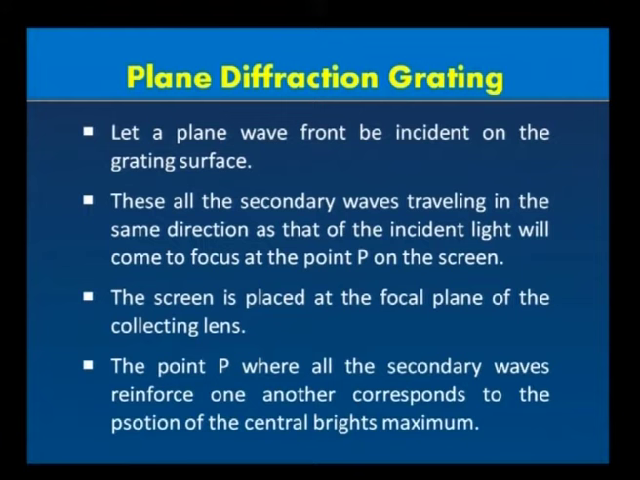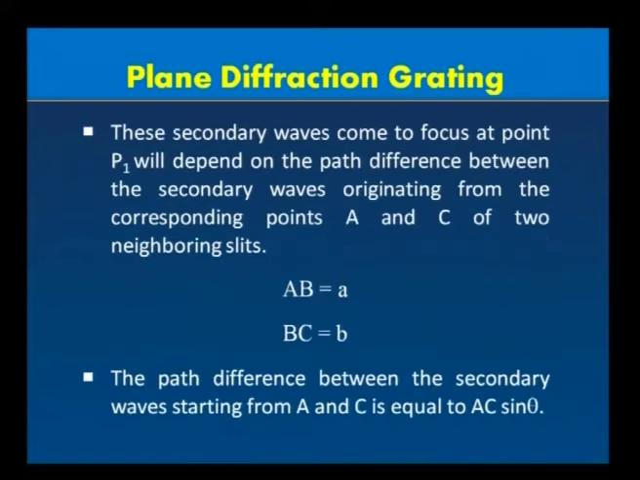Let a plane wave front be incident on the grating surface. These secondary waves traveling in the same direction as that of the incident light will come to a focus at the point P, as I told you earlier. The screen is placed at the focal plane of the converging lens. The point P, where all the secondary waves reinforce one another, corresponds to the position of the central bright maximum.